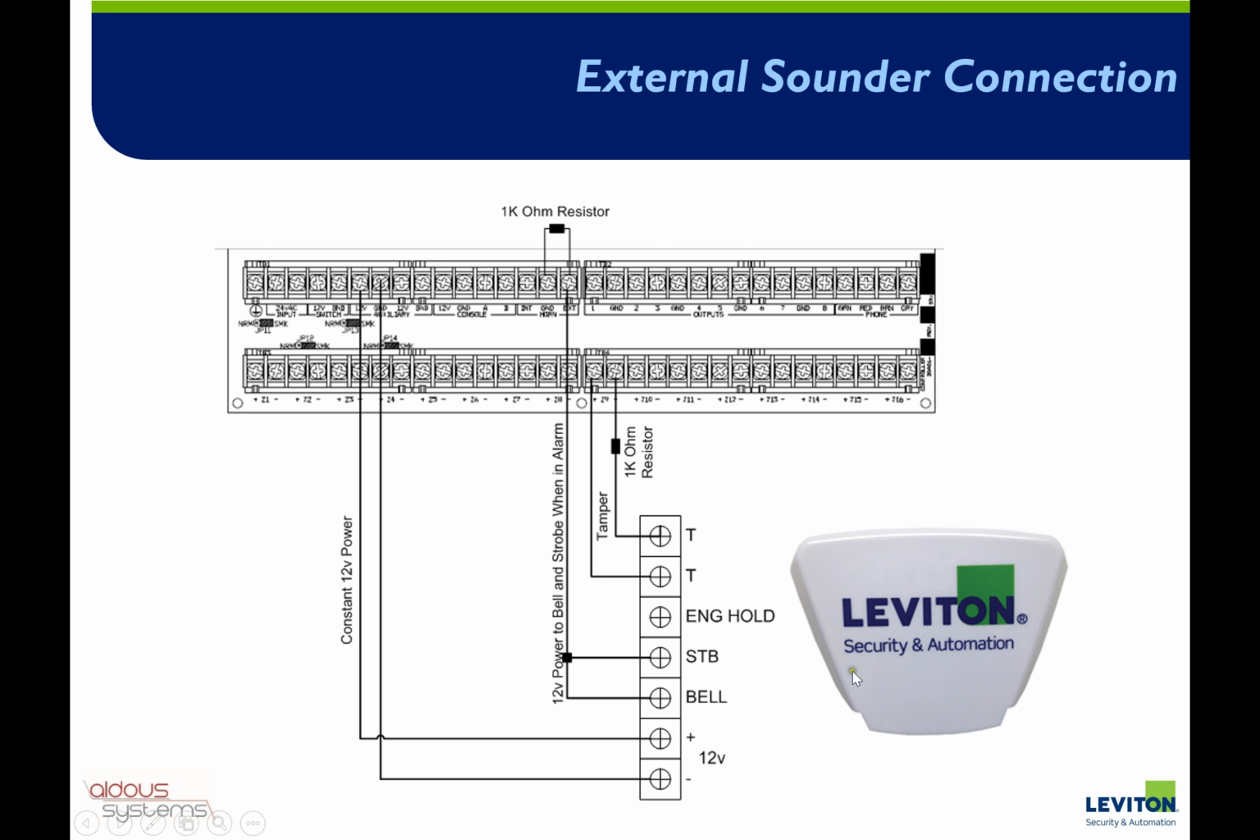And there's also a tamper on the cover and on the back, so if the unit is ripped off the wall or the cover's open, there's a tamper which you can wire into a zone, and don't forget your 1k ohm resistor, which you need to keep in the bell box end, not at the panel end. Just a word of warning, so this is supervised.